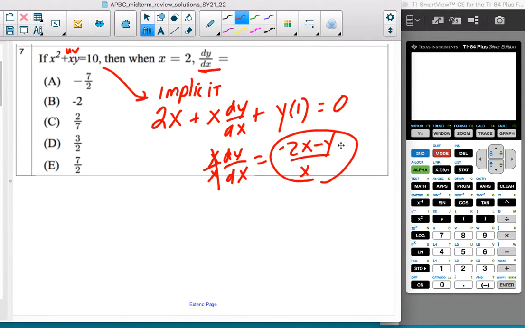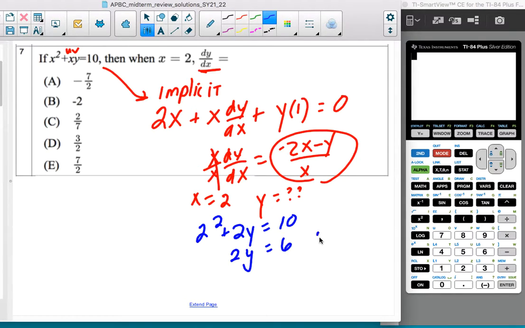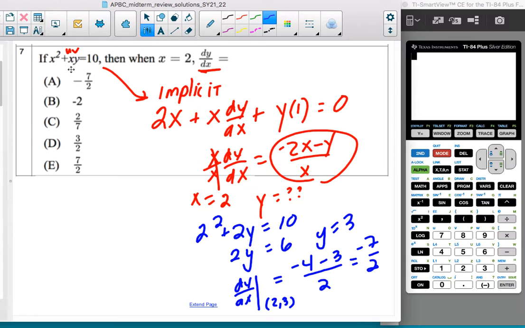But then, if you do that, you're probably having the mental argument where you're like, okay, cool, I know that x is 2, but what is y? Well, I could find y by plugging into the original function. I can say 2 squared plus 2y equals 10. 2y is 8, 10 minus 4 is 6, so y is 3, and then I can plug in the values. So dy/dx evaluated at the point (2, 3) is negative 4 minus 3 over 2, or negative 7/2, and that's great and totally fine, and it's answer A.